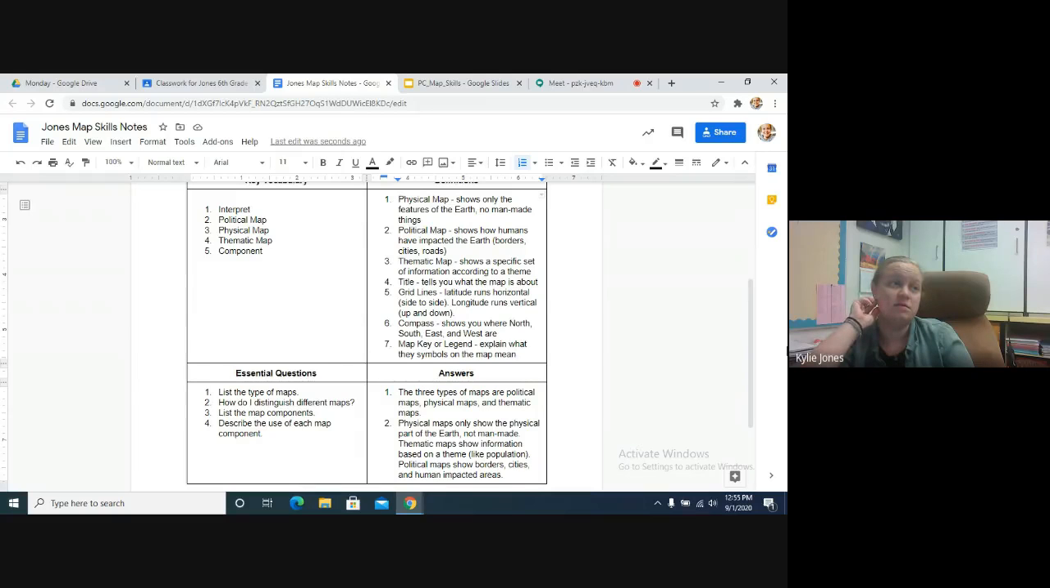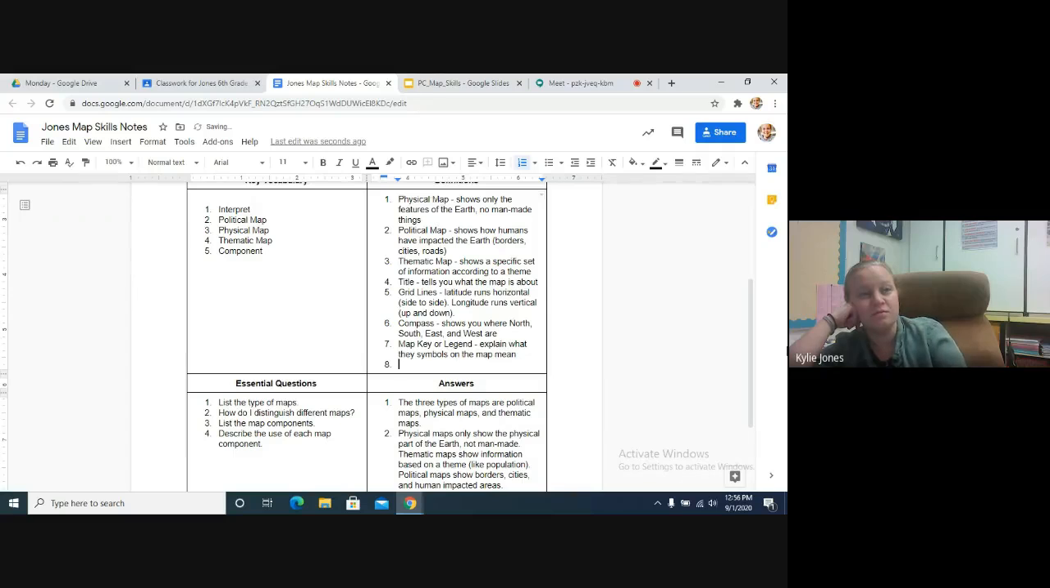Like if it's a campground, sometimes they'll have a tent because there's a campground at that area, or a rest stop on a highway might have like a picture of a bathroom. I don't know, something like that, right? Just kind of gives you a key so you know what the symbols mean.